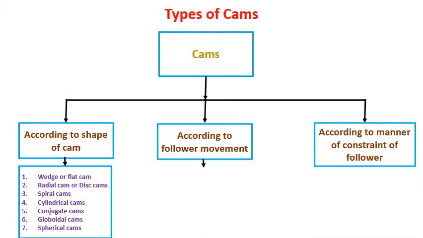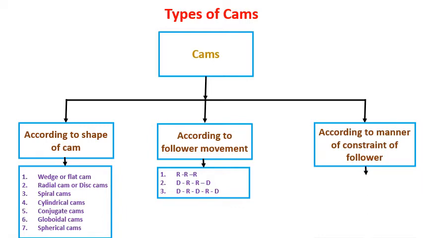Second category of cams is according to follower movement. First one is RRR cams, which is nothing but rise, return, rise cams. Second one DRRD cams, which is nothing but dwell, rise, return, dwell cams. Third one DRDRD cams, which is nothing but dwell, rise, dwell, return, dwell cams. In the further slides, we are going to discuss these different types of cams.